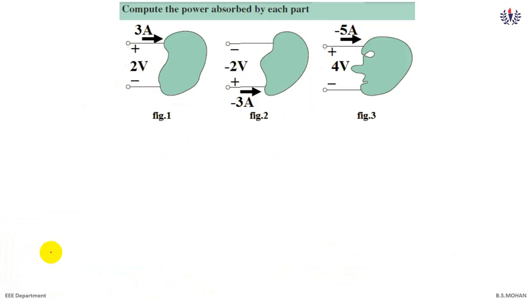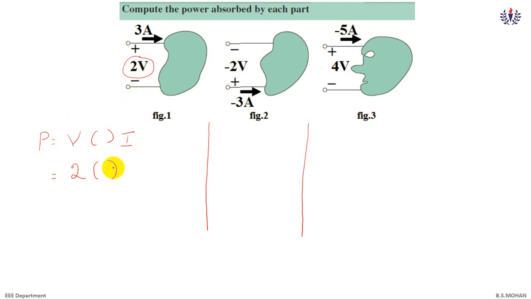Let's see a small exercise so that you can understand the technique much better. If I ask you to compute the power associated with each part, we'll solve one by one. In figure 1, we know that P is equal to V, then bracket, and then I. What is V? As you can see, the magnitude of V is 2 volt, so I'll write it down as 2. I'll write the content of the parenthesis later. Now what is I here? It is plus 3, so I write I as plus 3.